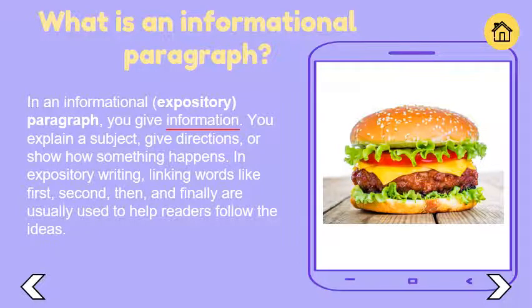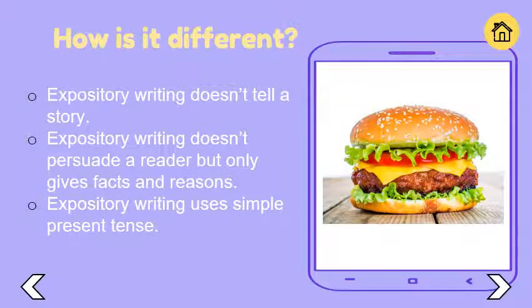That's it. How is it different from other paragraphs? The expository writing does not tell a story. So first of all, the expository writing doesn't tell a story. Second, expository writing doesn't persuade a reader but only gives facts and reasons. So we do not convince the reader with anything. No, we just give information.